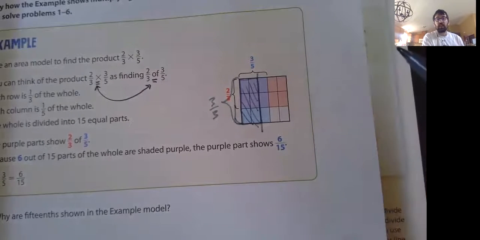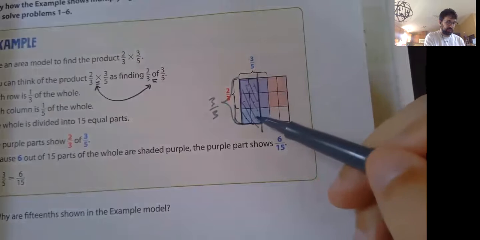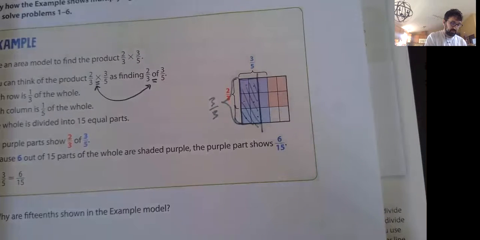But what is that in relationship to the whole? Well, this is 1, 2, 3, 4, 5, 6 15ths, right? Which ultimately just simplifies down to 2/5. Huh, that's weird. It just got right back to the same number. Why is that? Well, let's think about this. What is 3/3 equal to? 3/3 is equal to 1, right?